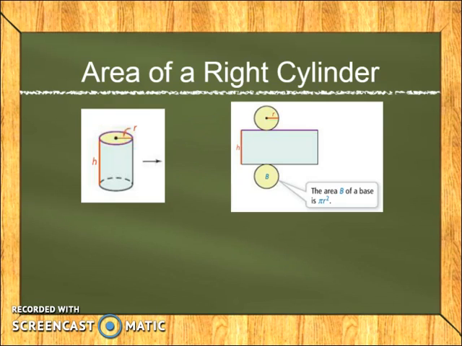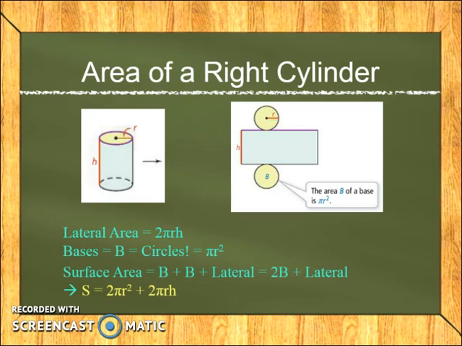The length of the rectangle is the circumference of the circle, and the height of the rectangle is just the height of the cylinder. And the area of our base is pi r squared. So lateral area is 2 pi r h because it's the circumference, 2 pi r, times the height. And the formula for the bases is pi r squared, and since there's two of them, we're going to do 2 pi r squared plus 2 pi r h.